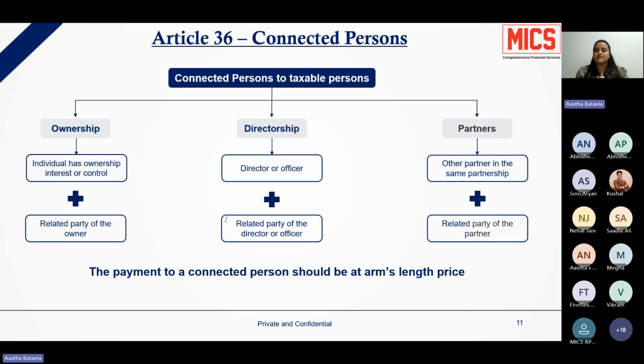So it is all about the fairness filter. If you are paying someone who is close to you, family, business partner, or a board member, make sure it is at arm's length. It should be at arm's length.